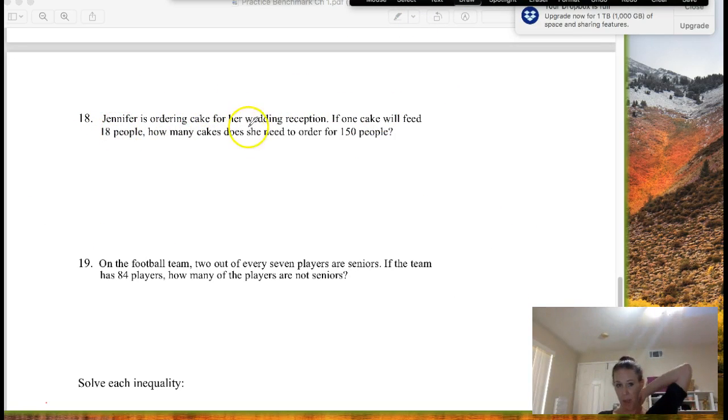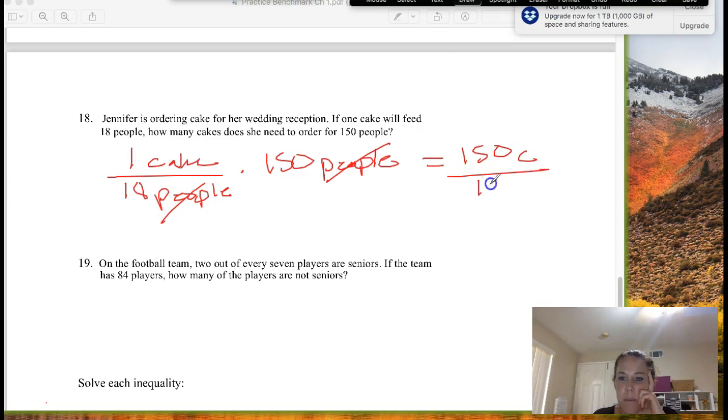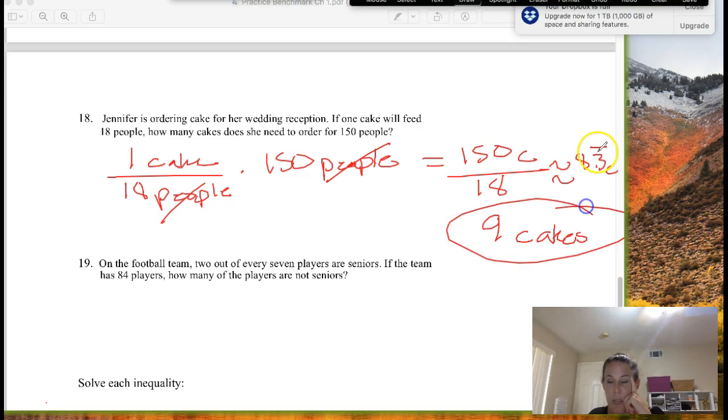All right, Jennifer's ordering cake for a wedding reception. If one cake will feed 18 people, how many cakes does she need in order to feed 150 people? Well, if one cake feeds 18 people, how many cakes to feed 150 people? We'll multiply that ratio by 150 people. The people fall out, and you're going to have one cake times 150 over 18. So really, you're just going to go 150 people divided by 18. If I do 150 divided by 18, I'm going to get approximately 8.3 repeating cakes. So how many cakes does she need? Well, you don't want too little cake, so you're going to round that up to 9 cakes. You don't want 8 cakes because it wouldn't be quite enough. So round that up to 9 cakes, and that's how many you would need.